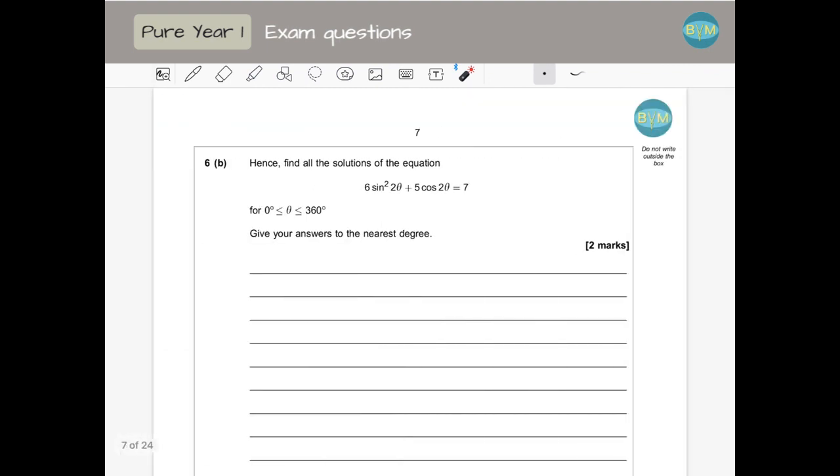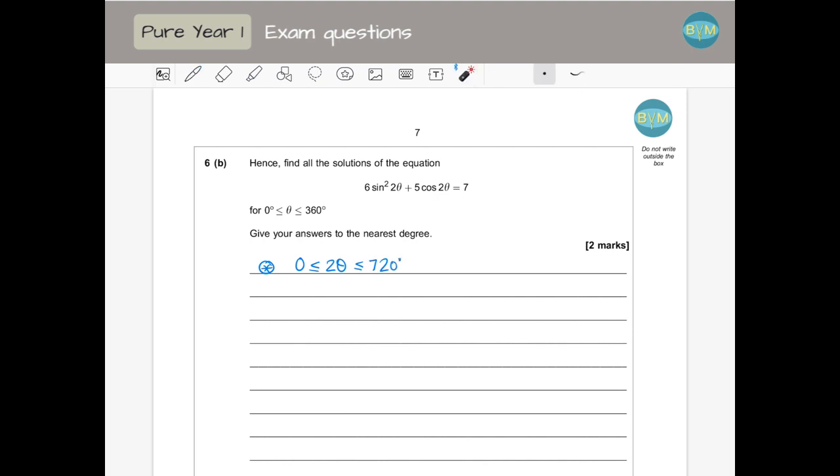The next thing is find, hence, so we are going to use that, find all the solutions of the equation. And this equation is the same, but I have 2 theta now instead of theta. So the first thing I have to do when that happens is to change this interval so we don't miss any solution. That interval for 2 theta is going to be 0 is less than or equal to 2 theta, less than or equal to 360 times 2. So I'm multiplying everything by 2. So my new interval is this one.